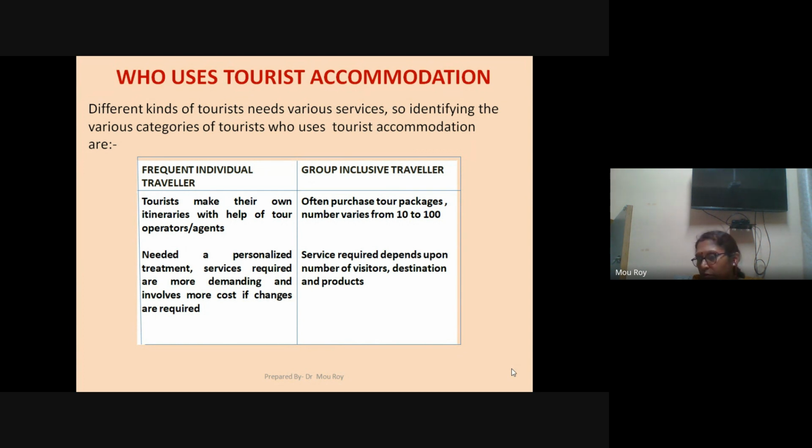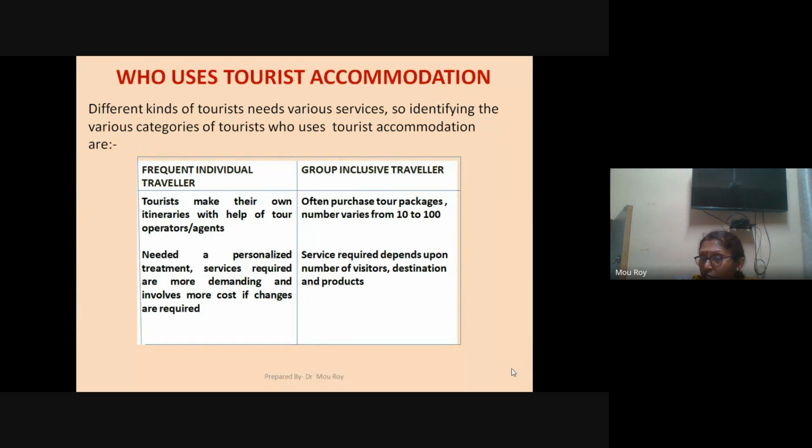And then you are in a group. Whenever you visit a hotel, you are given a lot of discount because at the same time, you will be occupying around 10 to 15 rooms. So that is the reason a lot of discount is given, it varies from 15 to 20 to 30% on the discount. So this is known as group inclusive travel.